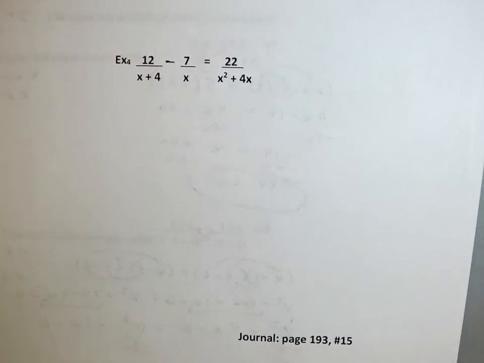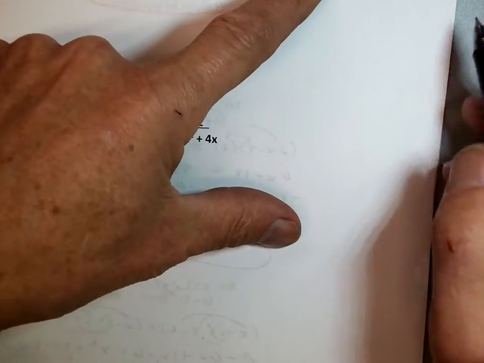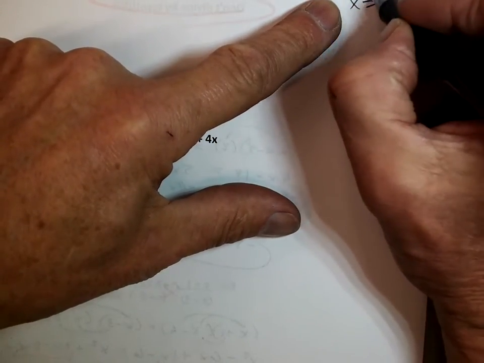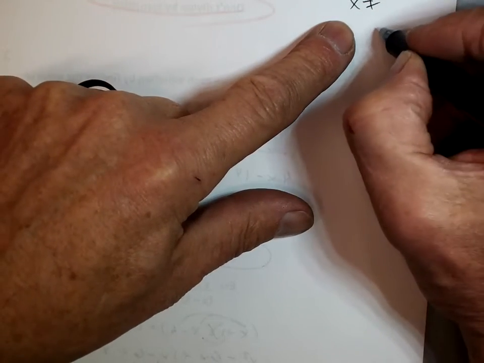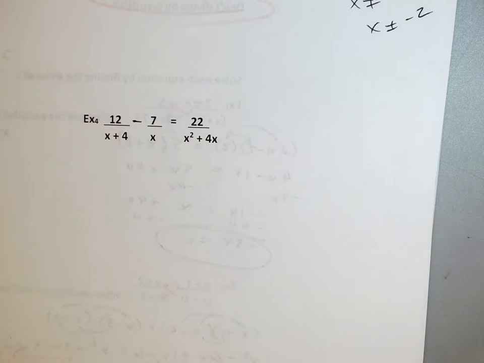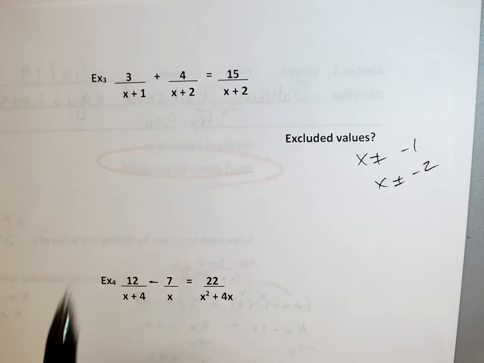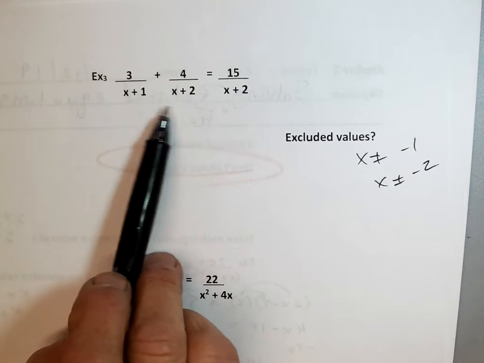Now, example 3. Before I start, I know that x cannot equal negative 1, and x cannot equal negative 2. You guys okay with that? There we go, screwed it up, sorry about that. X cannot equal negative 1, and x cannot equal negative 2.